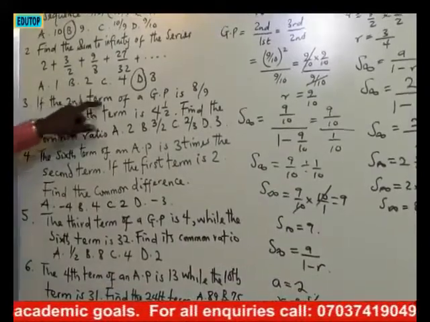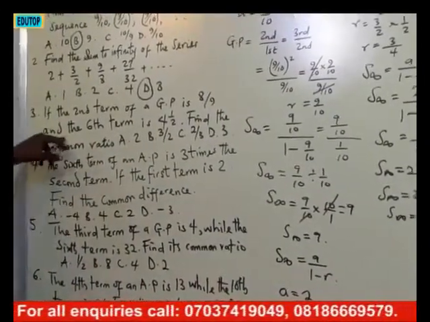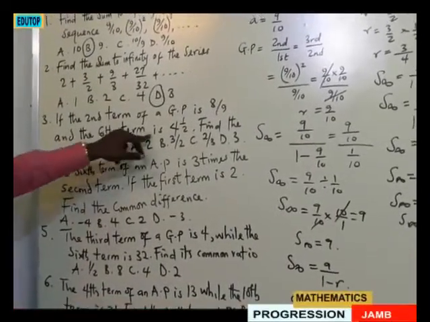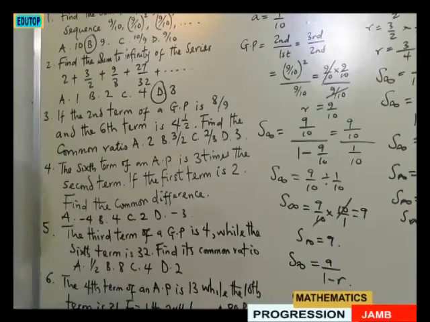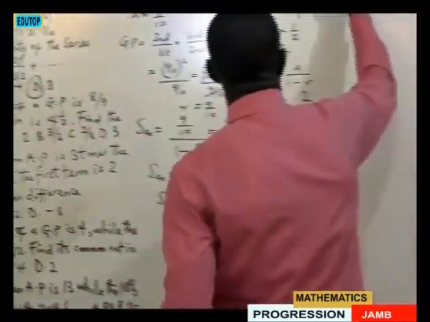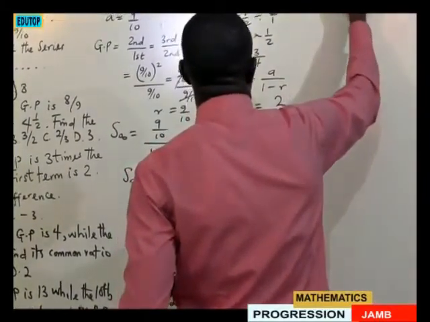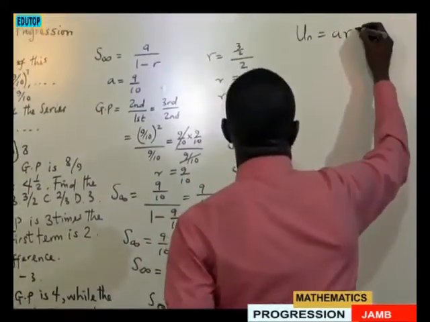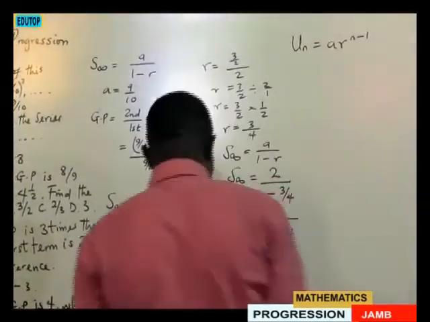If the second term of a GP is 8 over 9 and the sixth term is 4.5, find the common ratio. Look at the way this one is structured. We know that we need to know the nth term, which is Un equals to a r raised by n minus 1. That's the formula.